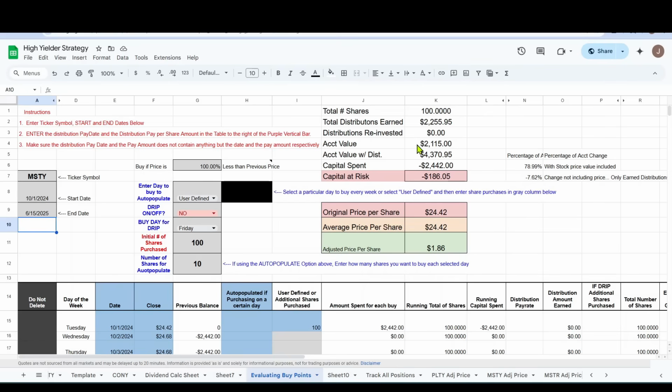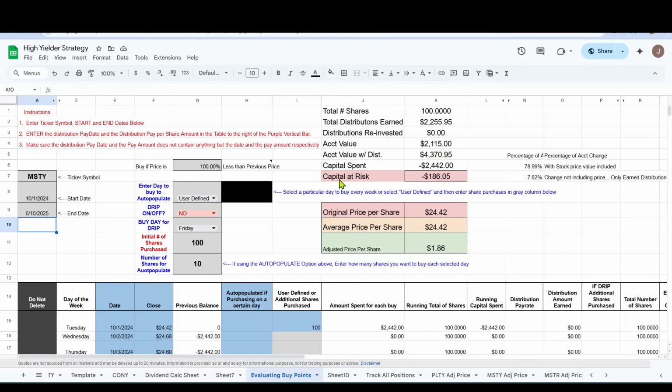Account value with the distributions, that takes into account the actual price appreciation or depreciation, right? So the account value plus your distributions you've made, and that gives you a total account value, including the distributions, of $4,370.95. The capital we spent was our 100 shares times our buy price of $24.42. Therefore, we spent $2,442.